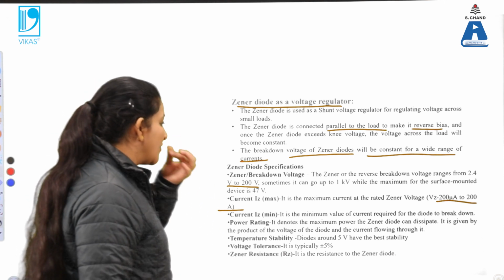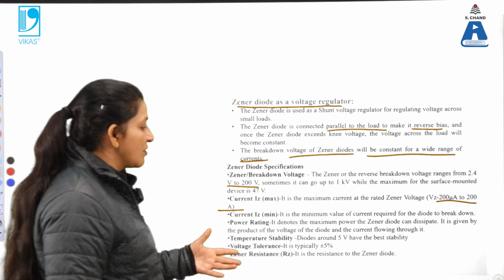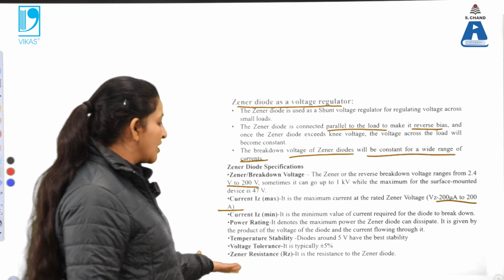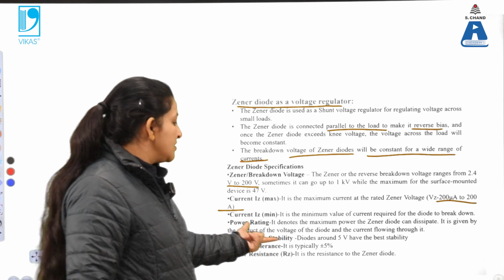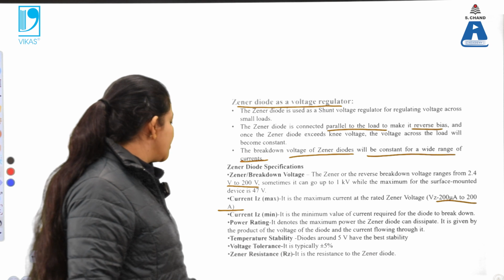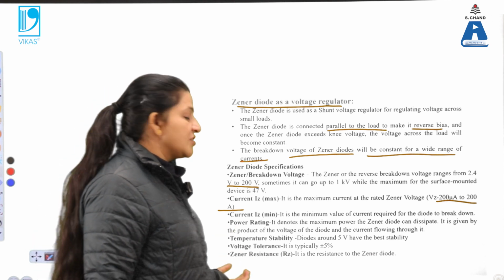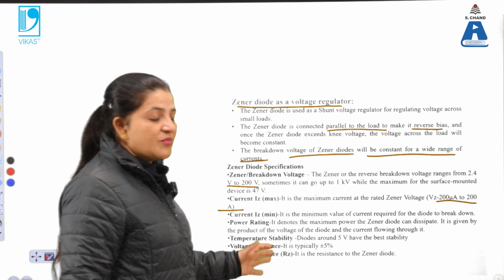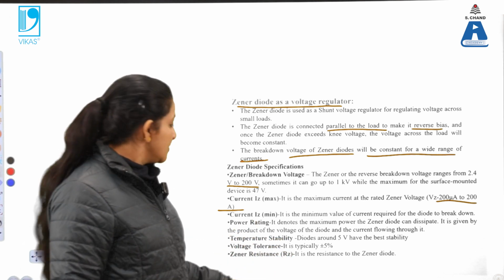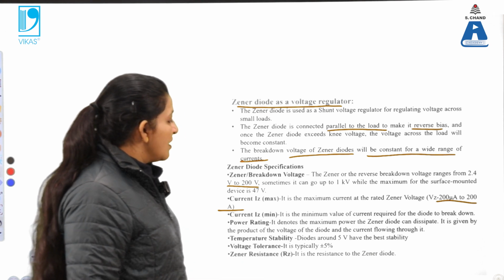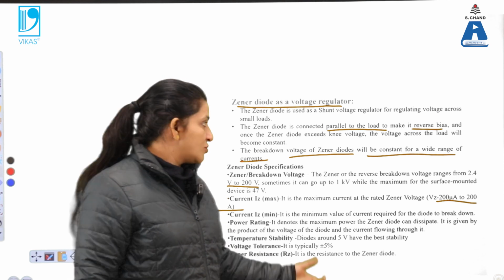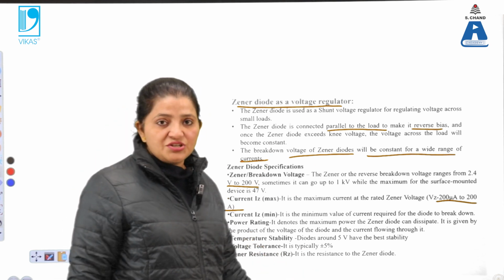The power rating: what is the power? We know the voltage times current, or V equals IR, so by using that the power rating can be calculated. The Zener diode is also stable over a wide range of temperature, so temperature stability is there, and voltage tolerance is there. That means when there is a change in the voltage up to 5%, its working will remain the same. Then the Zener resistance, which we know is RZ, is the resistance of the Zener diode. These are some characteristics of the Zener diode.